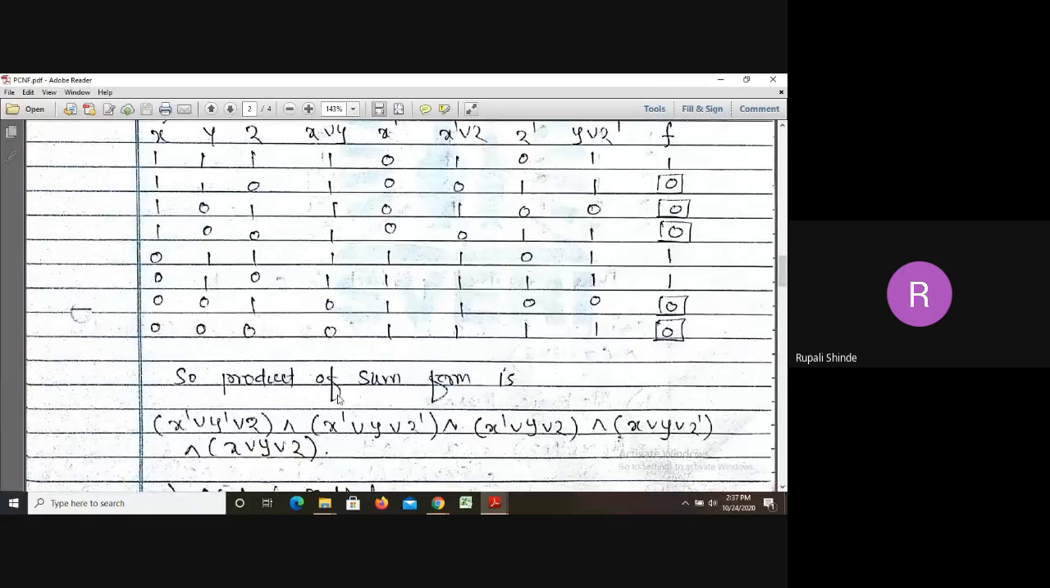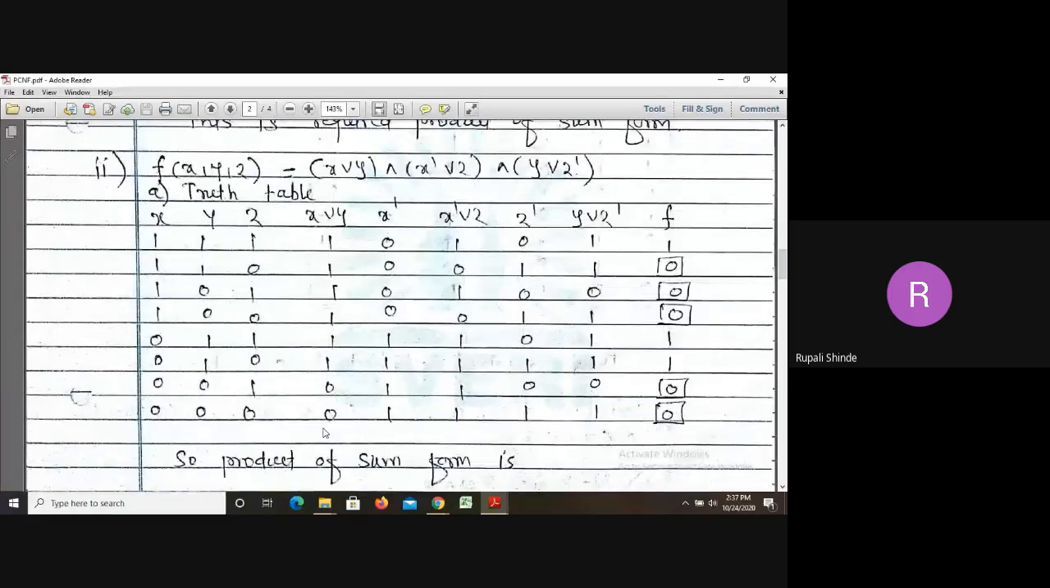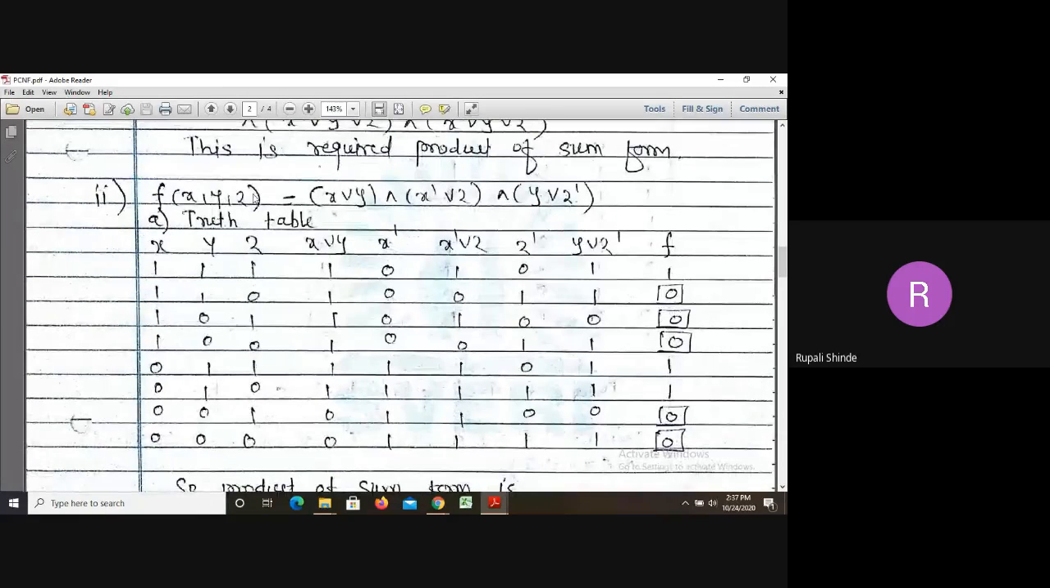So again, this is product of sum. So we have to connect all these max terms by AND operation. Inside the bracket OR is there, outside the bracket AND is there. So this is the required product of sum canonical form or PCNF form for this given expression.